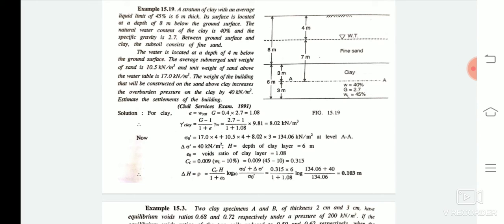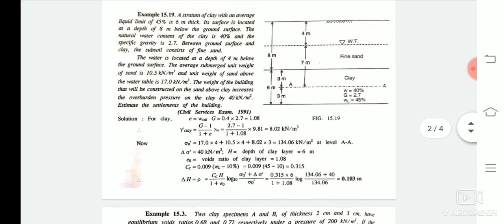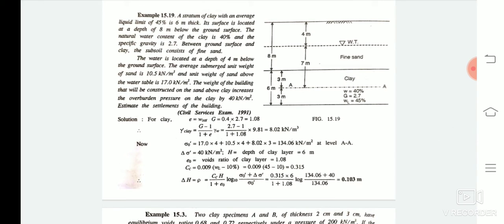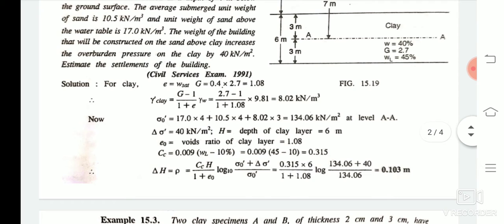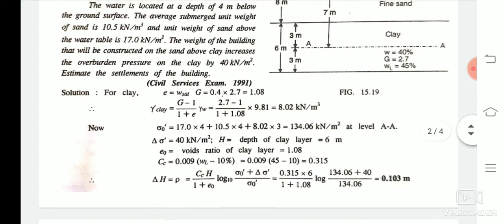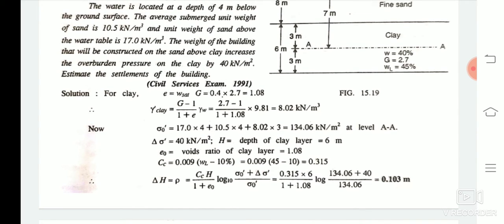So first of all, we need to find out the value of void ratio of the soil. As you have studied in soil mechanics 1, we have the following relationship for void ratio, degree of saturation, water content, and specific gravity. This equation is given as eS equals wG. Since the soil is saturated, we can consider S as 1 or 100%. Hence we get e equals w into G.